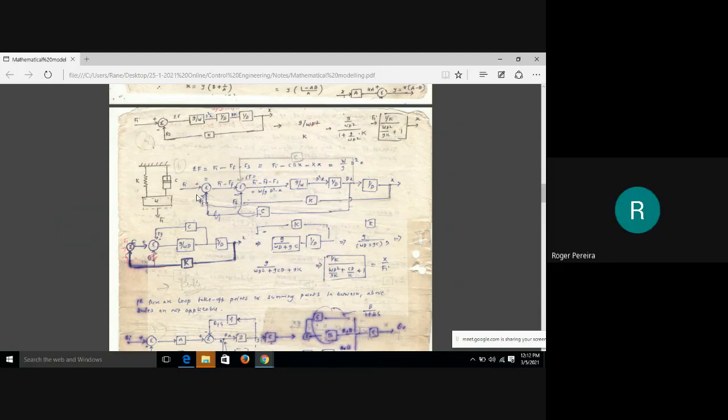Okay, so we'll first draw the summing point. Then this is my Fi, that is the input force. I have shown one Ff here, negative. So over here I will get Fi minus Ff.